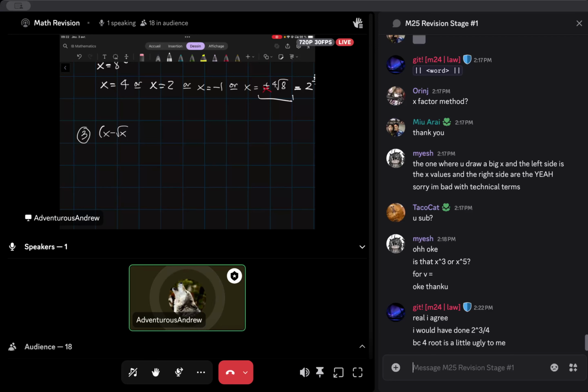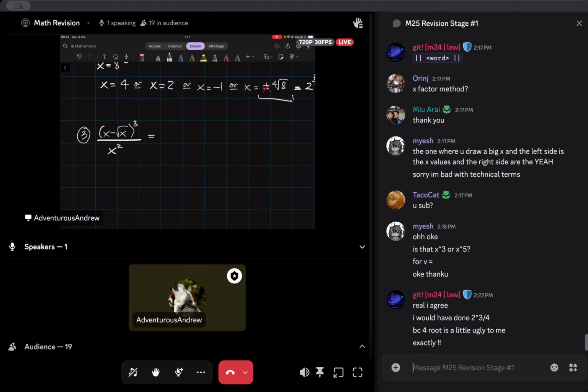The fourth root just looks ugly. I don't want to. I mean, it just looks bad. And math is elegant. So moving on to question 3.